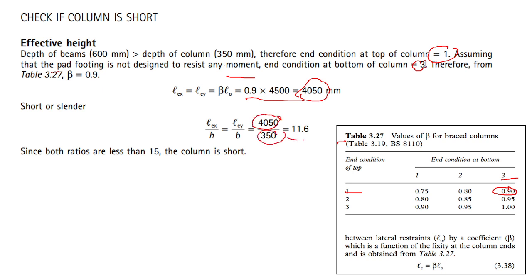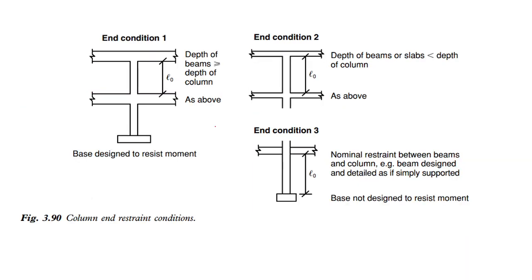Let's say LEY and LEX are the same, so you can have these values. B and H are the same, so this is 11.6, less than 15, meaning this column is short. In the case if this is greater, for example 16 or 17, if this is 17, greater than 15, what do you do? You just have to increase B or H. Okay, so this is a condition, as I said. If for example this D is greater than this H, then you have condition 1. Otherwise this is condition 2. If you have the same condition at the bottom, it could also be 1. Otherwise you have 2.